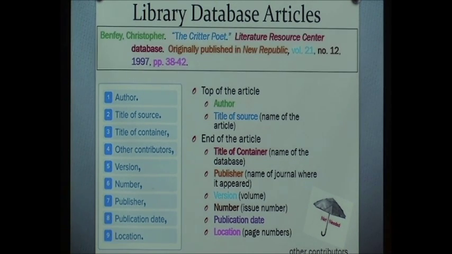So, if you see, what happens is we found this source in the Literature Resource Center database. See how that goes first? Then I write out "originally published in," because there's a journal called the New Republic that we need to give credit to, because that's where this originally comes from.